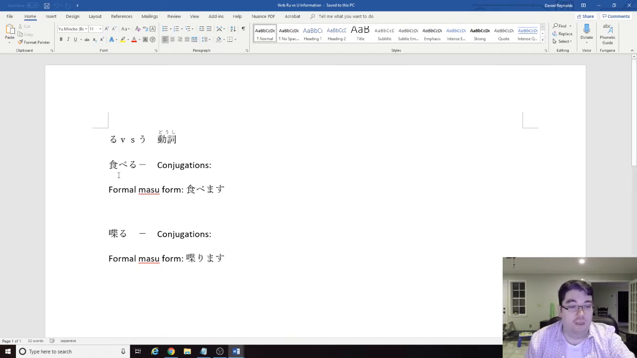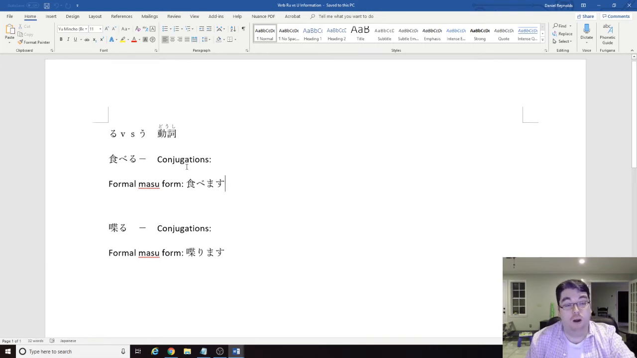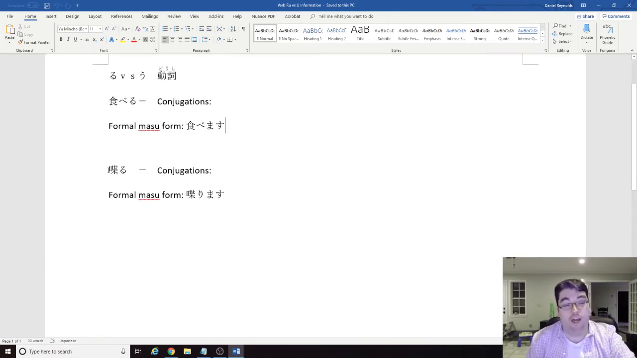Okay, so when you do that, you slice off that ru. You slice it off completely, and then you just put the mas. However, when you have a word like shaberu, which is the kunyomi of shabe and ru, this is a different little situation.